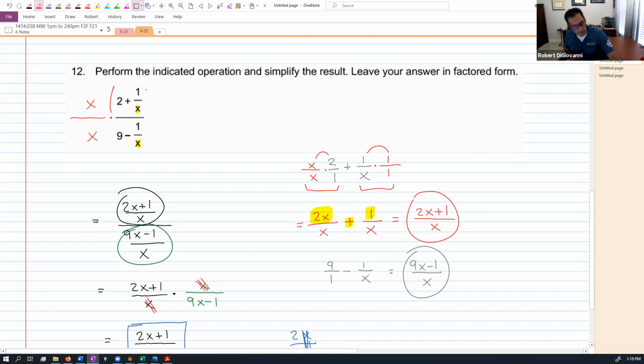Just watch what happens. If I distribute the x through, I get 2x plus, now what happens when I multiply x times 1 over x? X times 1 over x, what happens?